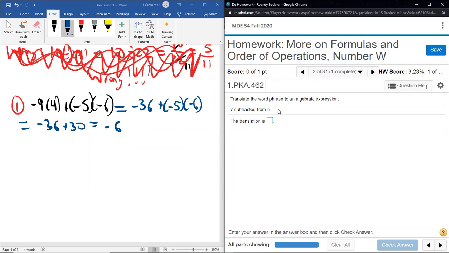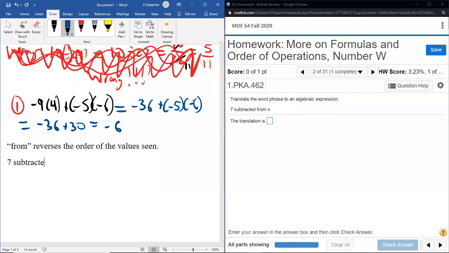Now, I think that most people understand the words like sum and product and added to and divided and things like that. This one in particular, though, this use of the word from, in particular with subtraction, what this does is it reverses the order. So saying from reverses the order of the values seen. So in other words, saying 7 subtracted from n, this is not going to be 7 minus n, it is actually n minus 7. So this from phrase will be littered throughout the semester, so be prepared to see that. If you see something is subtracted from or taken away from.